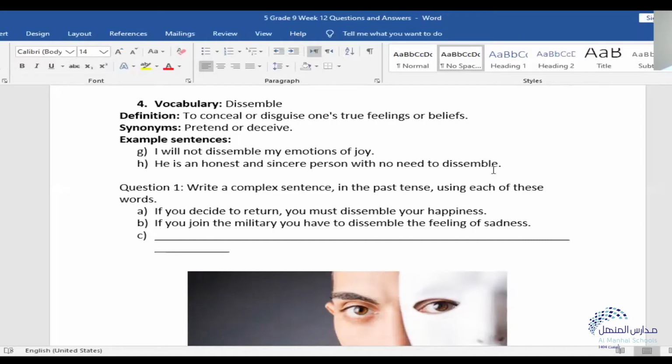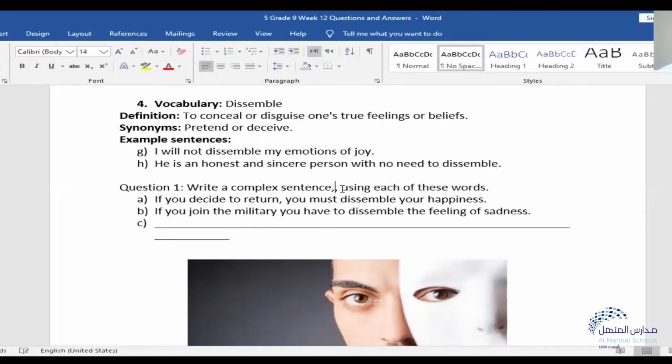The sentence here says, if you decide to return, you must dissemble your happiness. In the classroom, I said you can use any emotion here. You can dissemble your anger. You can dissemble your joy, your sadness, right? Because it has to do with emotions, any emotion can be put in that place there. The second sentence, if you join the military, you have to dissemble the feelings of sadness. Again, happiness, anger, frustration, anxiety, any of those feelings are suitable for this sentence.